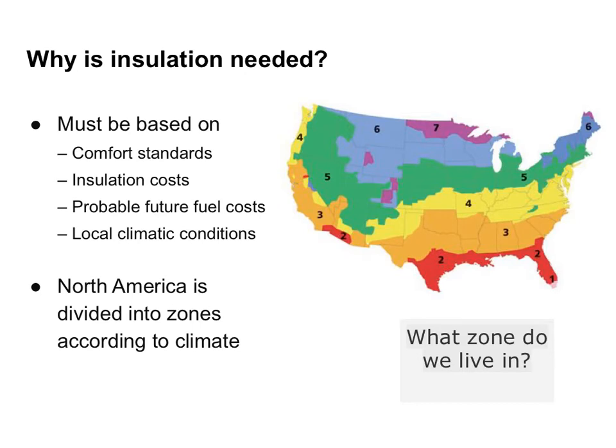If you're installing insulation in your house, you might wonder, how much insulation do you need? Well, how much insulation you need depends a lot on where you live. Now, North America is divided into zones according to climate. Can you see which zone we live in? So we live in zone 5, and if you look, you can see that there's some cold places like zone 7, and there's some very warm places like zone 1, and you can imagine how insulation must differ between those different zones. So they are based on comfort standards, insulation costs, fuel costs, and basically your climatic conditions, what kind of climate you live in.